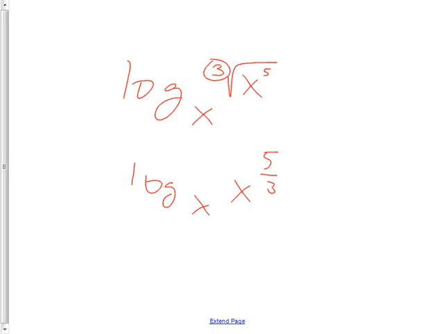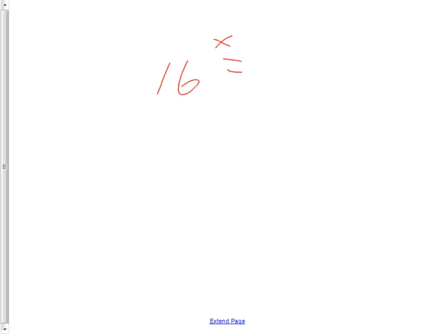Okay. What if I said 16 to the x equals 4? 16 to the... Okay. You say it's 16 to the 1/2. How many of you agree? Raise your hand if you think so. Some of you are afraid that it's a trick question, but you people raising their hand, you're right. We need to be bold.